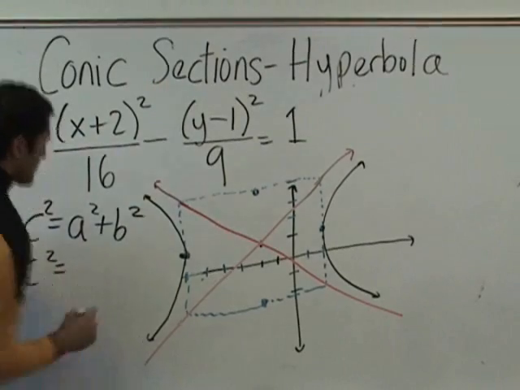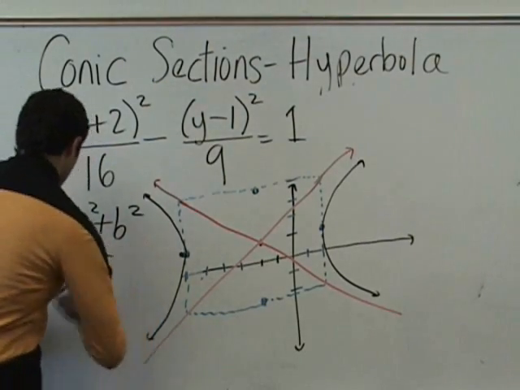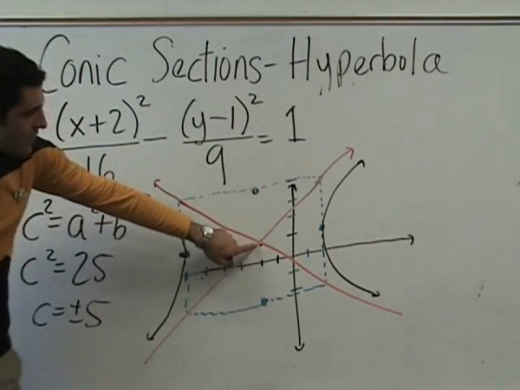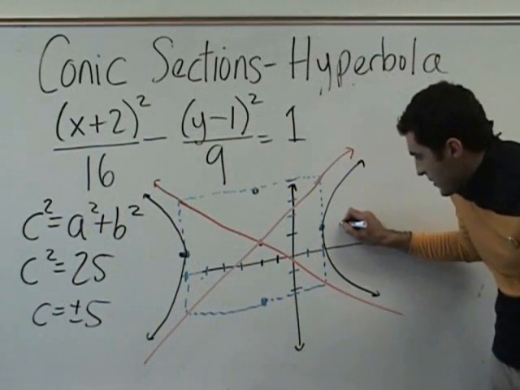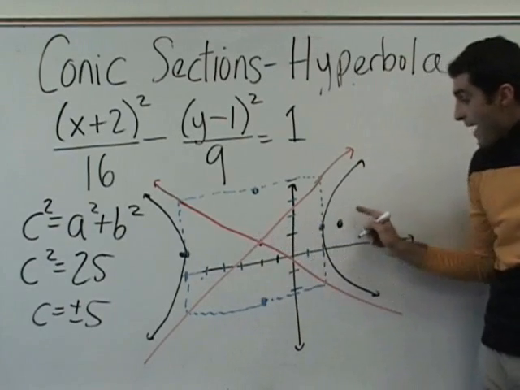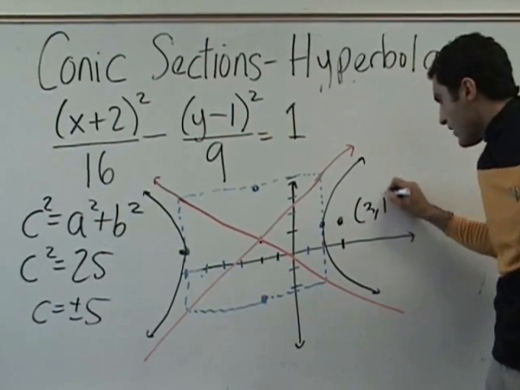I did this on purpose. What's A squared plus B squared? 25. C squared is 25, so C equals plus or minus 5. From the middle, we go 5 this way. Because we went 4 to get to this point, now we go 5 to get here. And this point is 3, 1.